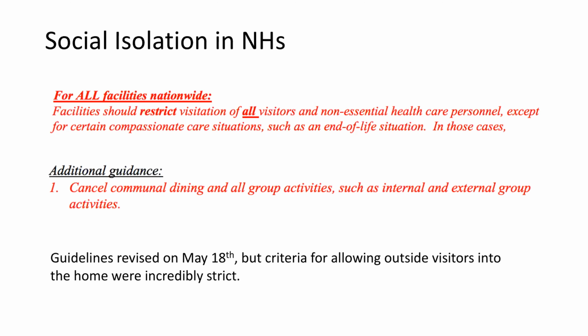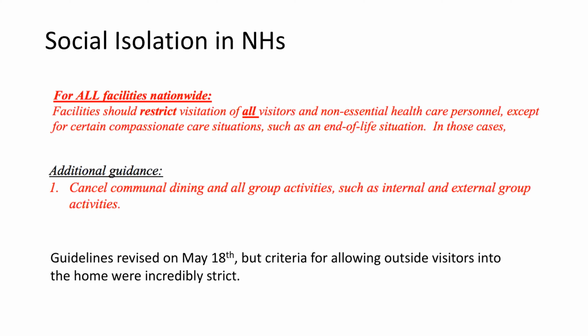These guidelines were revised about 2 months later on May 18th, but the criteria for allowing outside visitors into the home, as most of you are aware, were incredibly strict. In order to have visitors come into the home, they recommended you needed community spread declining for 14 consecutive days, no new cases in the home for 28 days, no staff shortages, and the ability to test everyone every week. So pretty strict. What that meant is that most nursing homes ended up with very little visitation, if any, through the end of the summer.